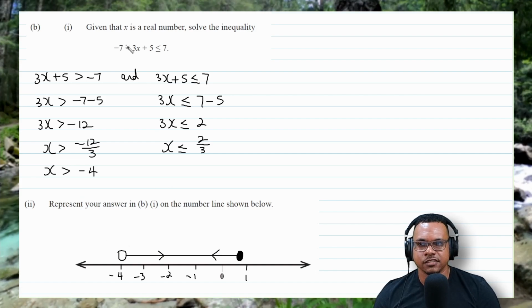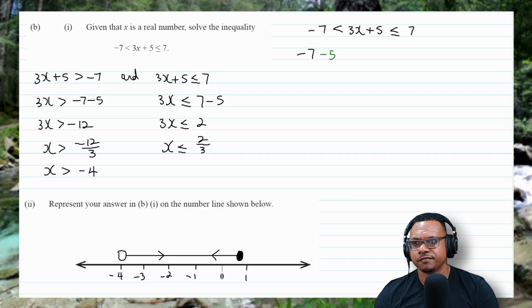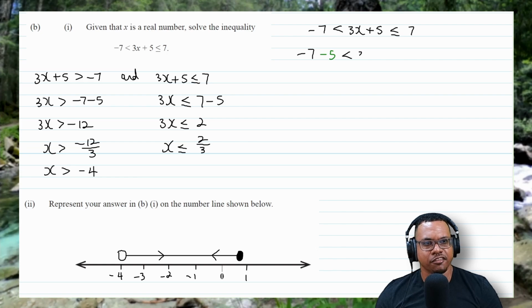Now I just want to discuss an alternative way of working this. We could have written -7 less than 3x plus 5, which is less than or equal to 7. So in order to get rid of this positive 5, we have to take away 5. So you'll do that here, here, and here. So we'll have -7 take away 5, which is less than 3x plus 5 take away 5, which is less than or equal to 7 take away 5.